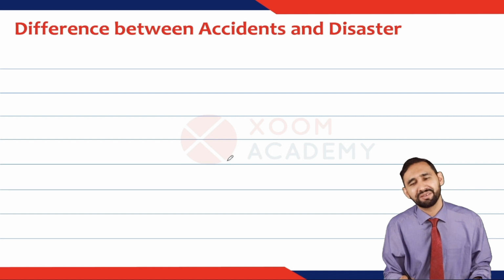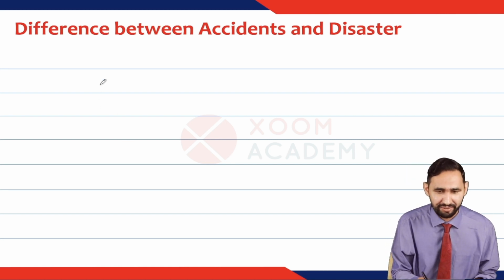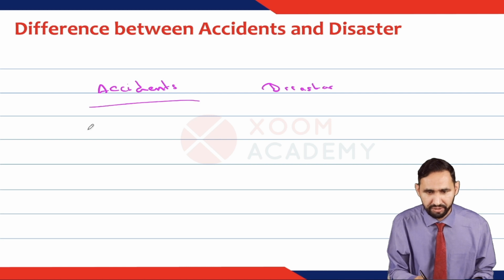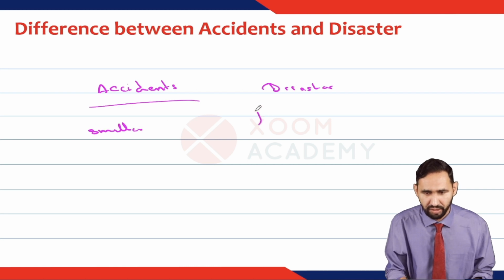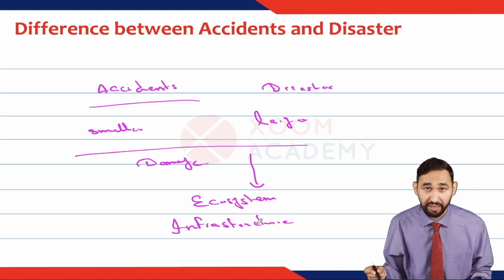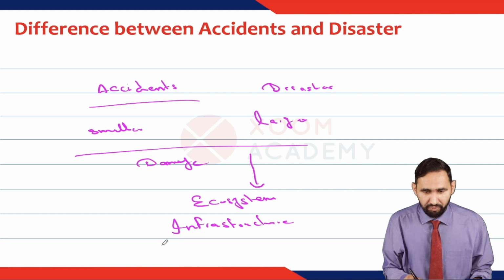What is the difference between accident and disaster? Difference of scale. Accidents are on a smaller scale. Disasters are on a larger scale. Both cause damage, but a disaster may damage the ecosystem. It can damage infrastructure. Disasters are on a massive scale like earthquakes, floods. There is population migration during disasters.